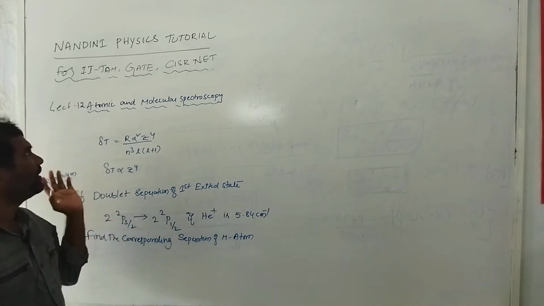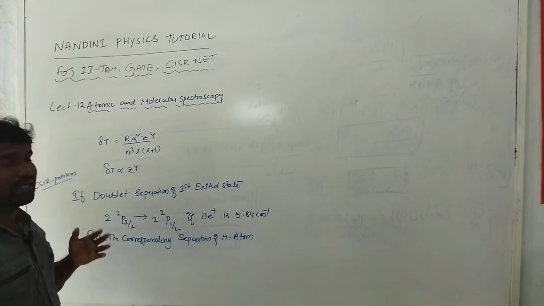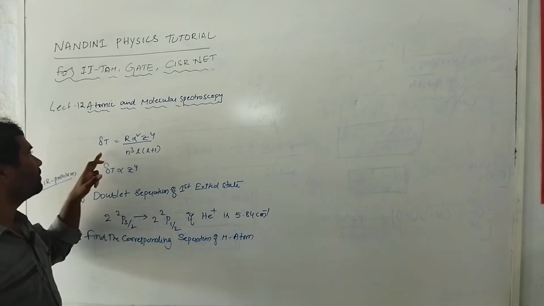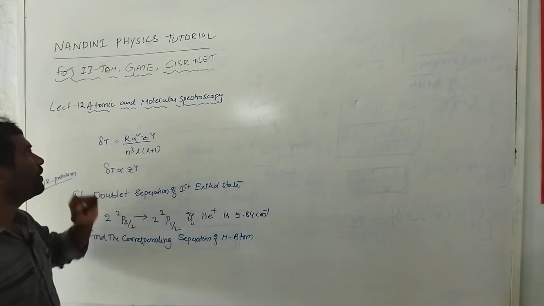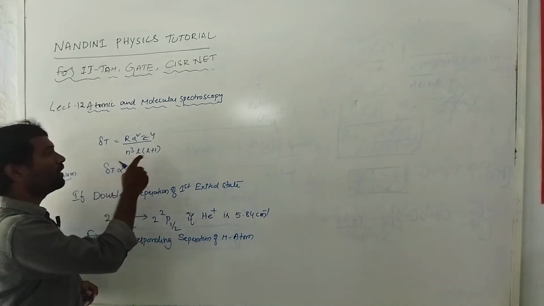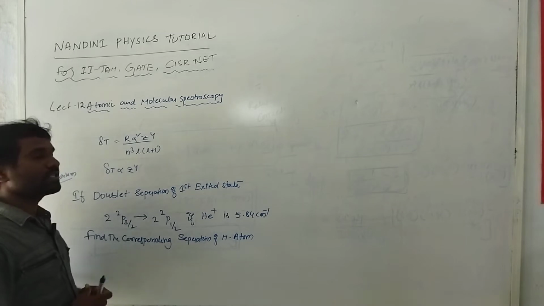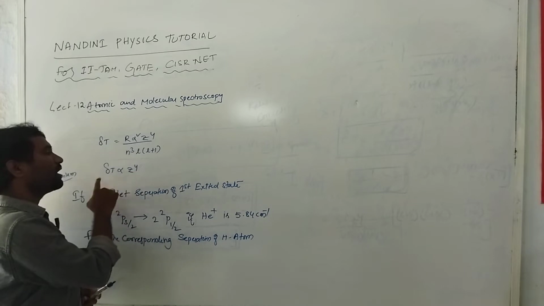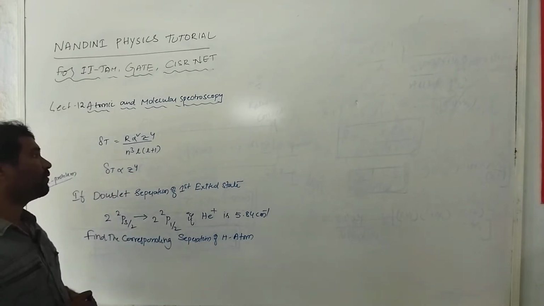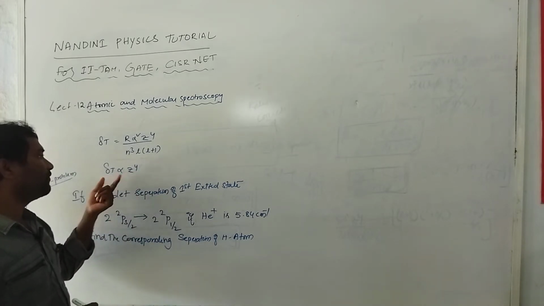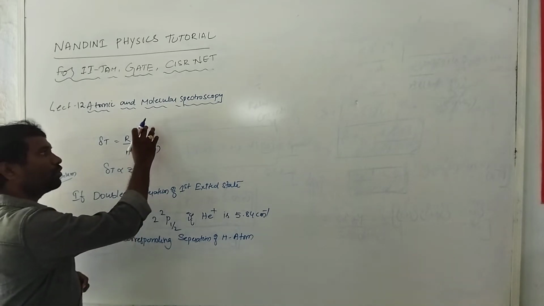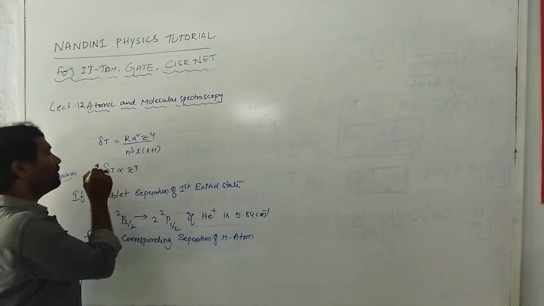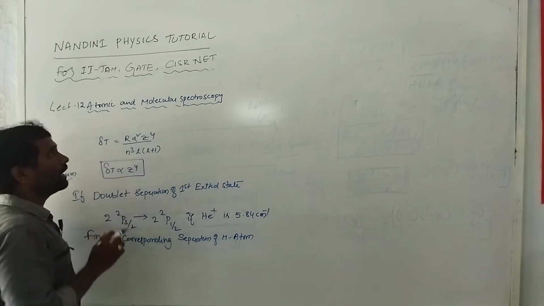In the previous section, lecture 11, I explained the spectral term shift, delta T equals R alpha squared Z to the power 4 divided by n cubed L into L plus 1. Finally I stopped here: delta T is proportional to Z to the power 4. So the term shift delta T is directly proportional to the fourth power of the atomic number. We got this equation in the previous class.